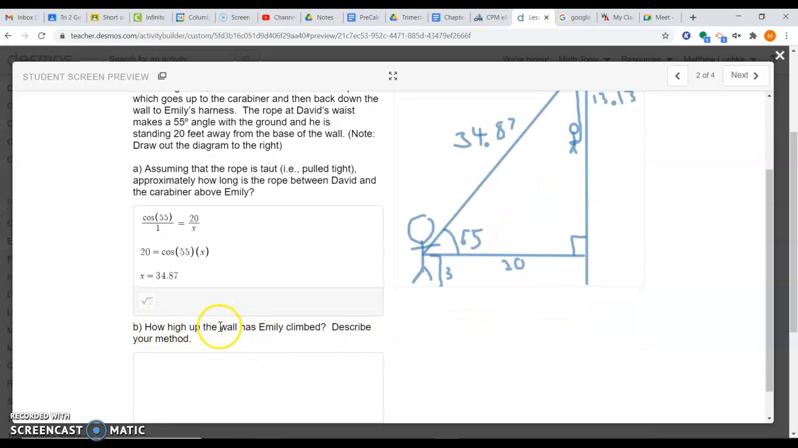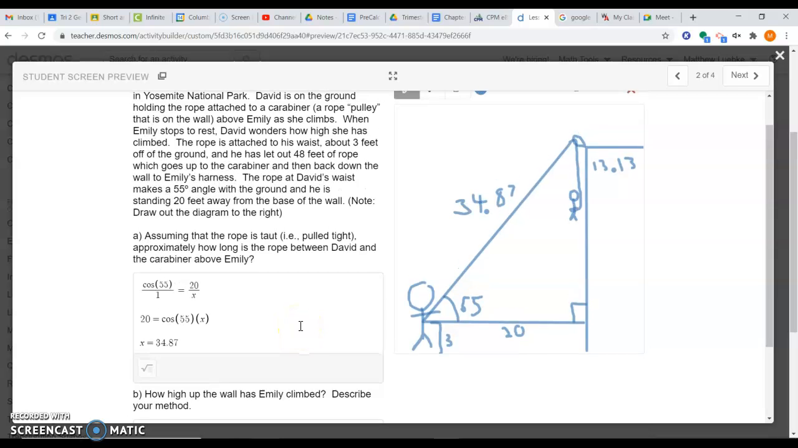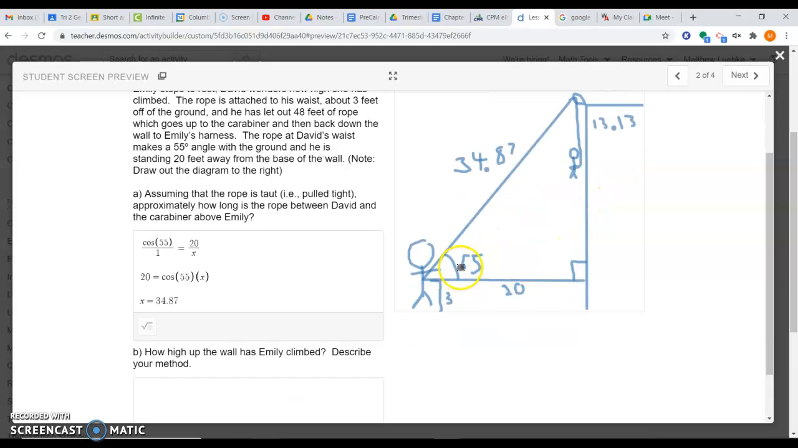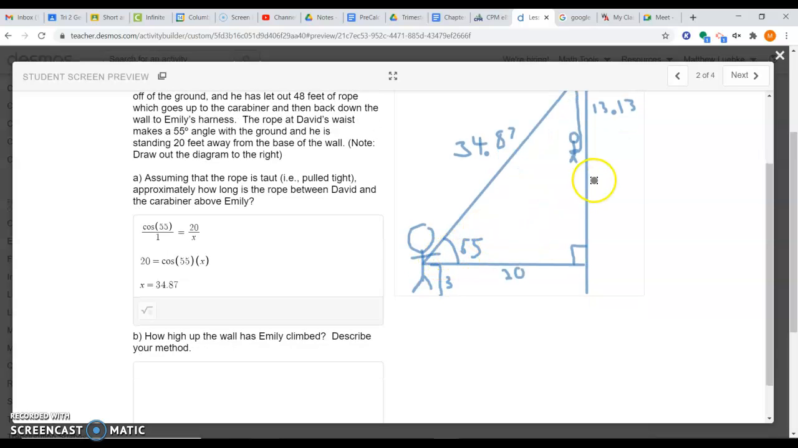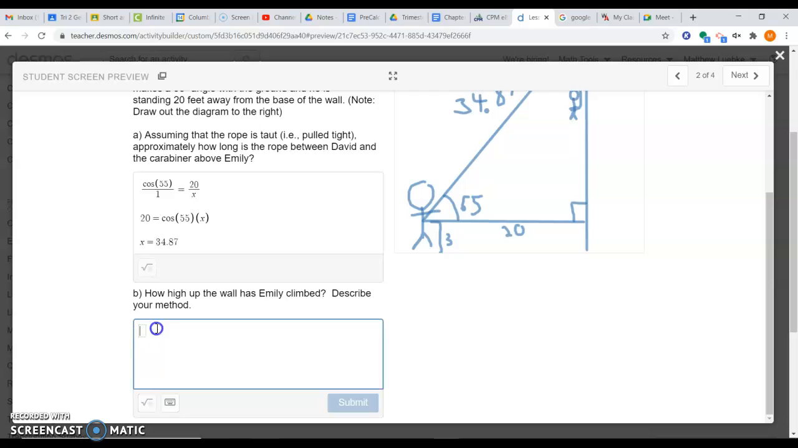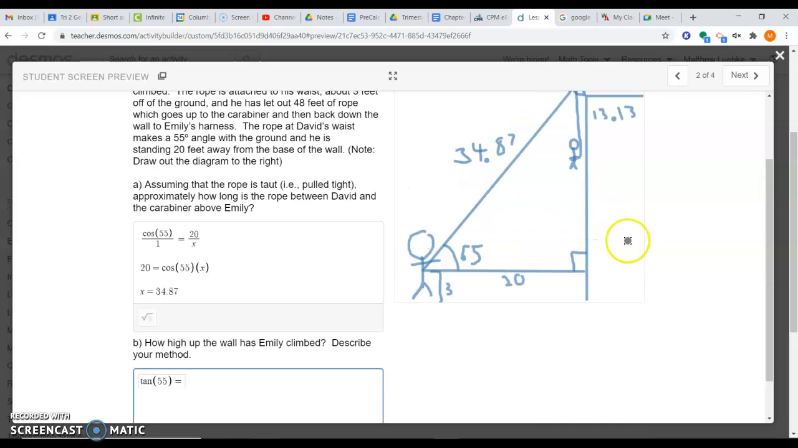So it's asking us now, how high has Emily climbed up the wall? What I'm going to do is find the total height of the triangle, from the bottom all the way to the carabiner, and then subtract out the 13.13 feet that she's hanging down from the carabiner. To first find the total height, I'm going to use the tangent, because this is opposite and this is adjacent. The tangent of 55 equals my opposite, which I'm missing, so that's x, over 20.